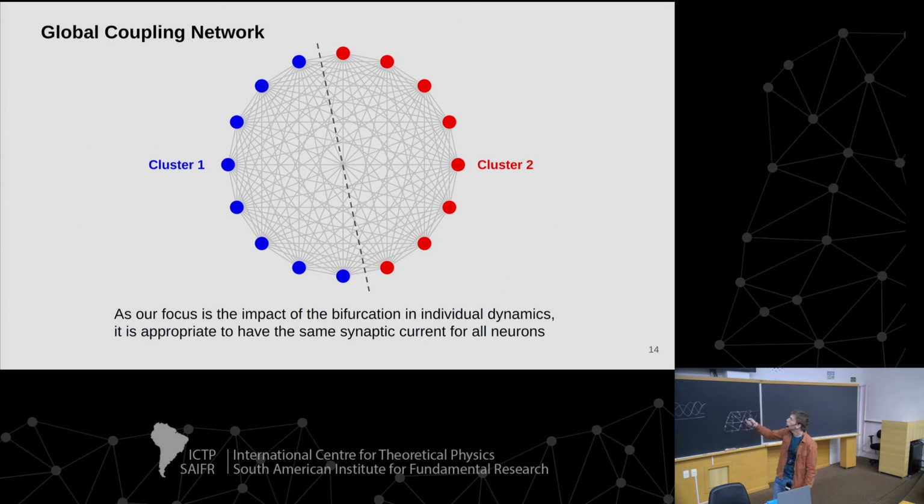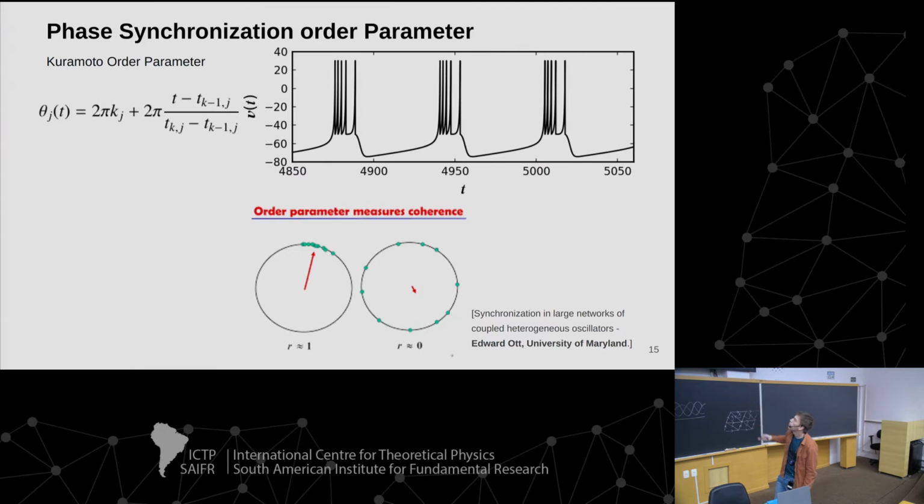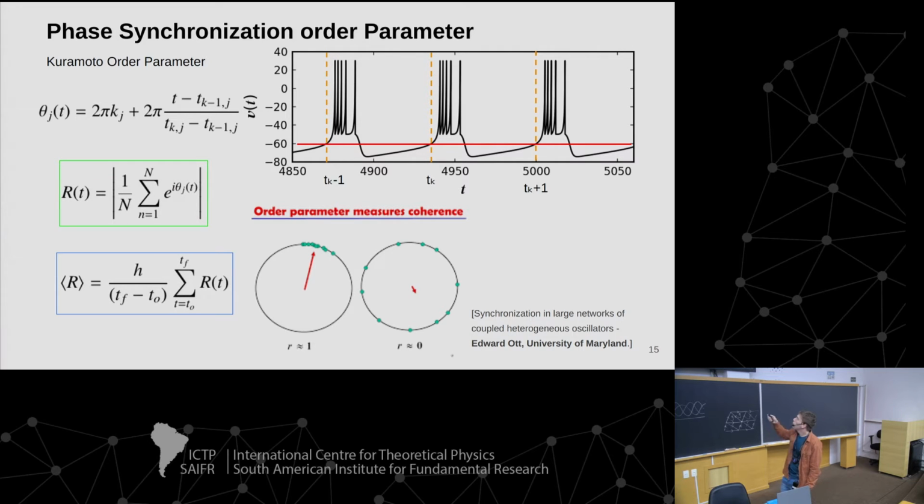So this is just a picture of the network. I have one cluster, another, and mean field coupling. To measure phase synchronization, I use the Kuramoto order parameter. To be quick, I associate a phase to each burst and put it on a complex plane. Then I take the mean, and its absolute value gives an idea if the oscillators are pointing in the same direction at each instant in time. So this is an amazing measure for phase synchronization.